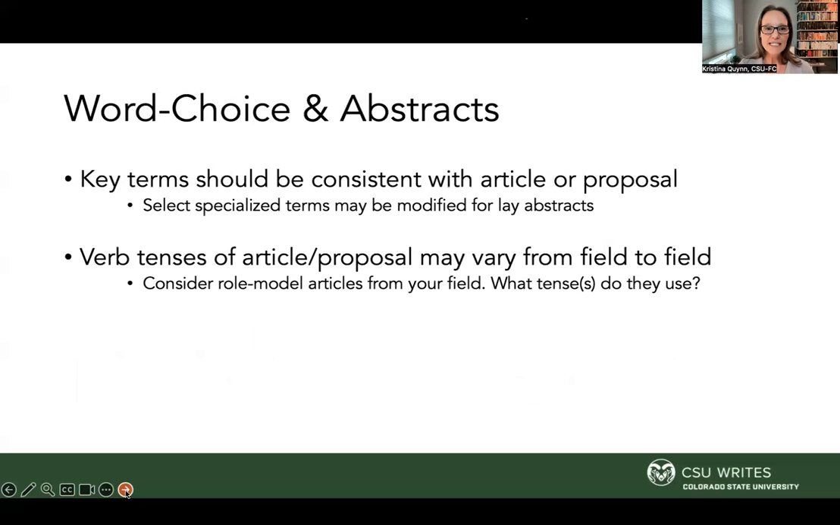Thinking about word choices in abstracts, again, your concentrated space, you've got to choose wisely. So those key terms should be consistent with your article or proposal. Specialized terms, you can modify them for lay abstracts for sure. It might take a few more words, might become a little bit wordier, you know.